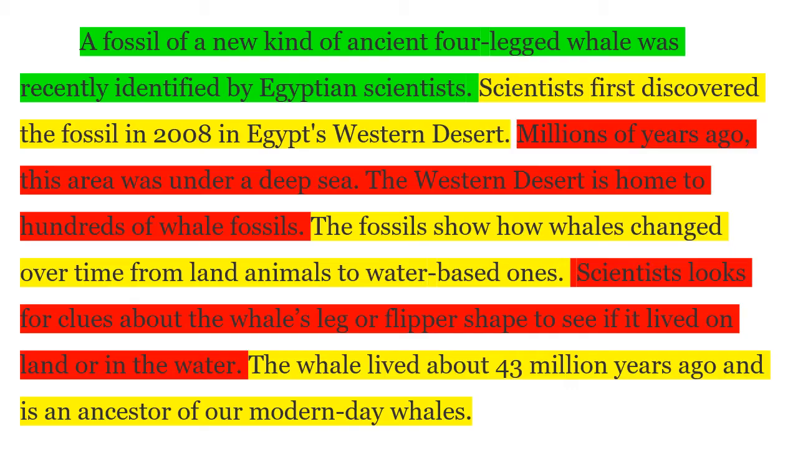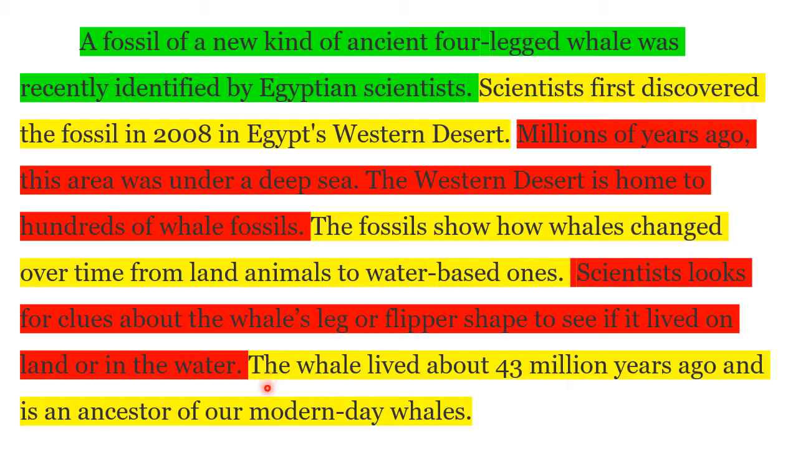Looking back to our topic sentence, I can see that this paragraph is teaching us about the fact that a fossil of a new kind of whale was recently discovered. So our big idea is there's a fossil of a new kind of whale. And then we've got key details to back it up. Our key details tell us that scientists first discovered it in 2008 and where it was discovered. Then I've got a key detail down here that shows what the fossil means.